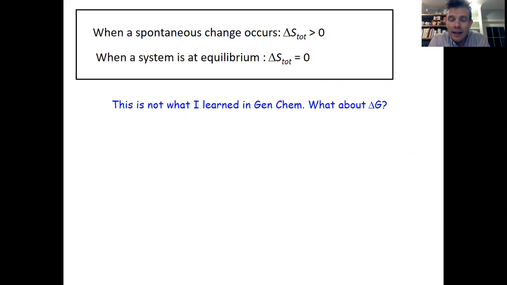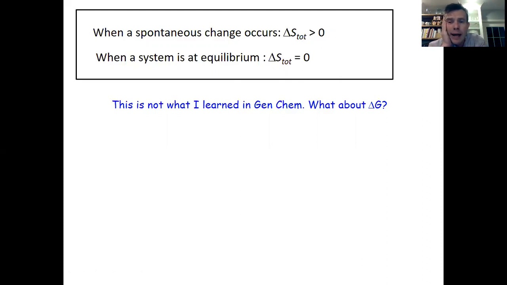We're talking about the second law of thermodynamics. So in a previous video, I ended with this result. So it has to do with when changes occur. And specifically, we found that when a system is at equilibrium, delta S total was equal to 0. And when the delta S total was greater than 0, a spontaneous change occurs.